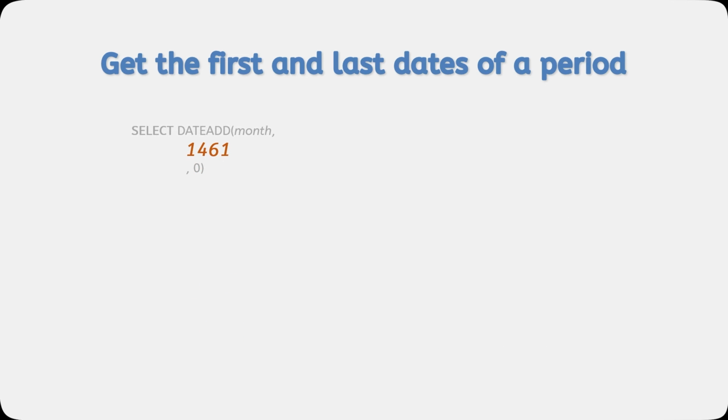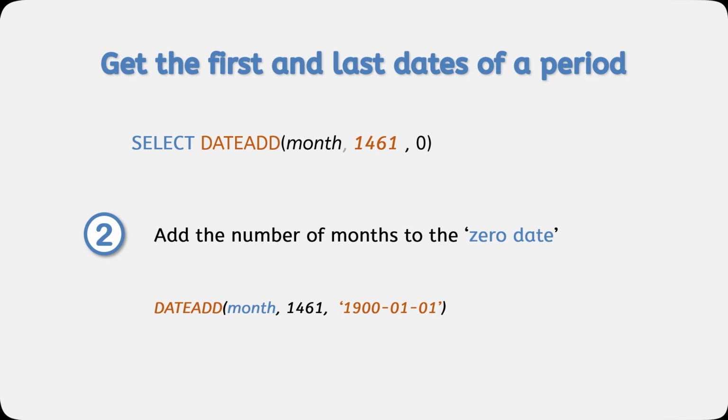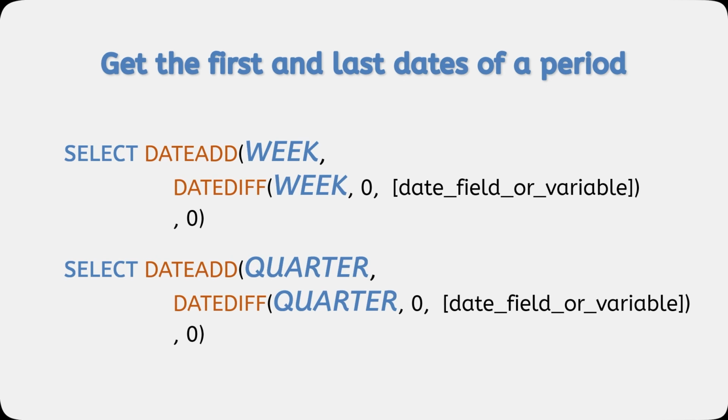Then the next step is to add the number of months to the default date. So in our case, that's to add 1,461 months to the 1st of January 1900, which gives us the first date in the month we wanted, which is of course the 1st of October 2021. The great thing about this calculation is that we can use it to get the first date of any period we can define as our date part. So the first date in the week of the date we're examining would be this. Or you could even use the quarter date part value to get the first date in the quarter for our date.